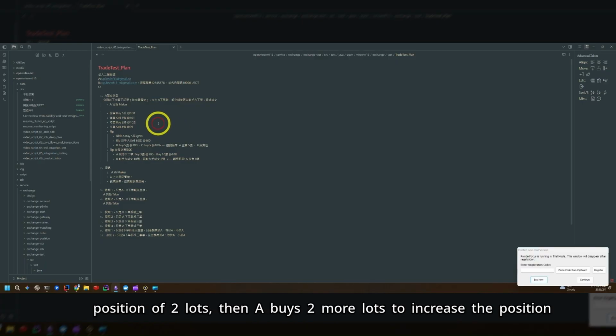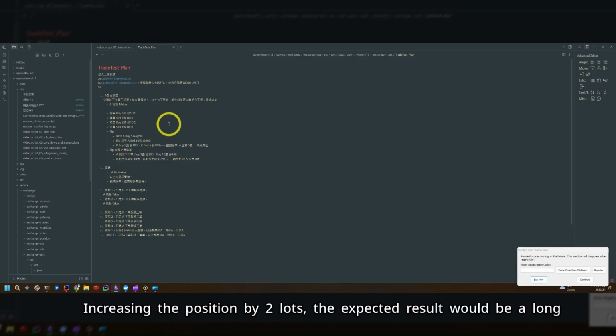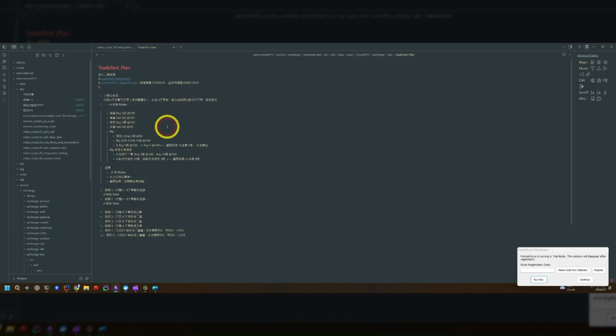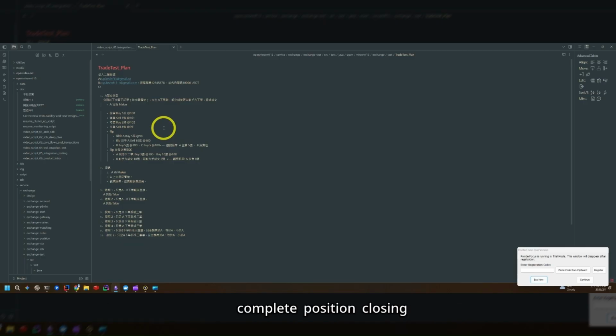Then A buys 2 more lots to increase the position. Increasing the position by 2 lots, the expected result would be a long position of 4 lots. And similarly, verifying the status of the position and the account. Okay, and then finally, he sells 4 lots to verify, covering the test of complete position closing.